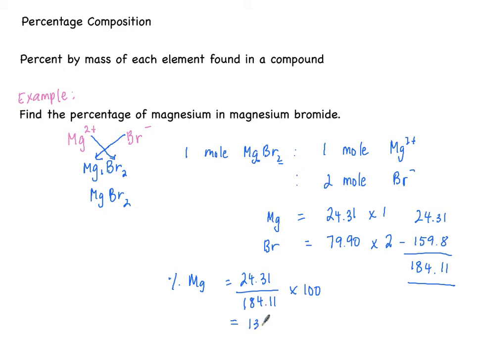And that gives us a value of 13.2%. And we could do the same thing for bromide if the question was asking so. So I would do 159.8 over 184.11 and times that by 100, and that would give us our percentage composition of bromide.